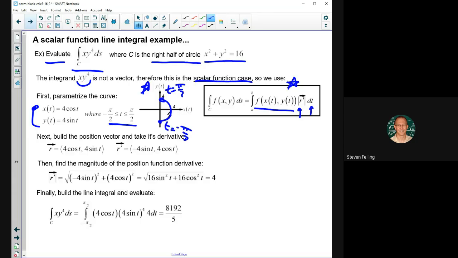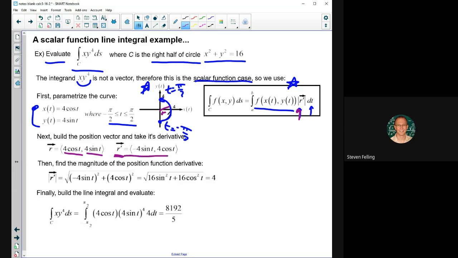So we've got a parameterization of our curve in the domain, and that means that we have a position vector. The position vector to any point on that curve, if I draw in a little position vector r, would be that the x component is 4 cosine t and the y component is 4 sine t. I need the position vector because I have to take the derivative of that to get r prime. The derivative of cosine is negative sine, so the x component is negative 4 sine t, and the y component is 4 cosine t.